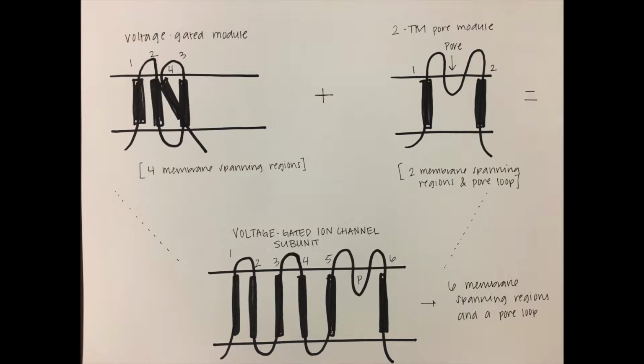So here on the top left, you can see we have a voltage-gated module that has 1, 2, 3, 4 membrane-spanning regions. And on the top right, we have the pore module that shows 1, 2 membrane-spanning regions. And in between those, we have the pore loop. As these would have combined, they would show the figure below, which is a single subunit of a voltage-gated potassium channel. And that shows us that there are 6 membrane-spanning regions as well as the pore loop that have been conserved.